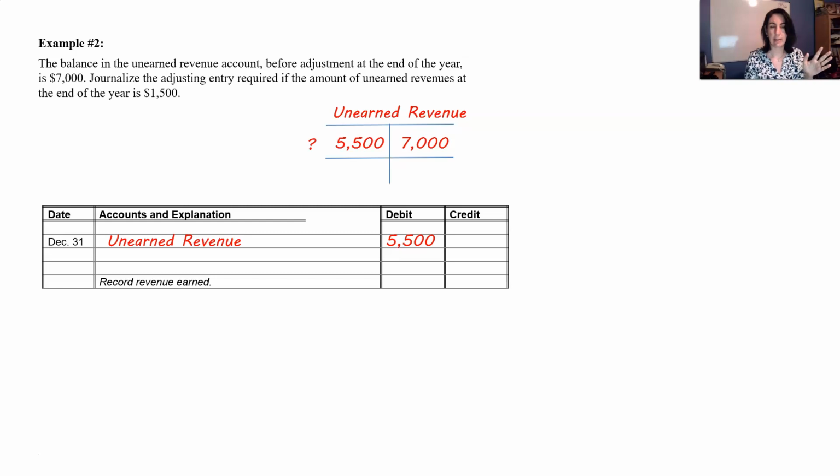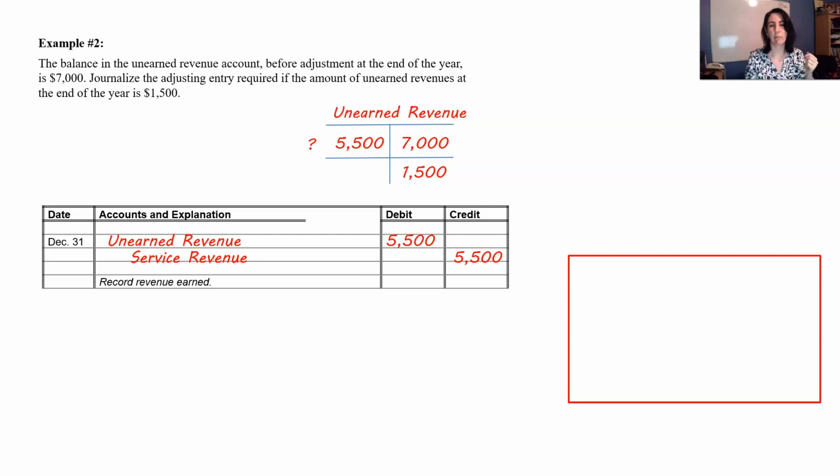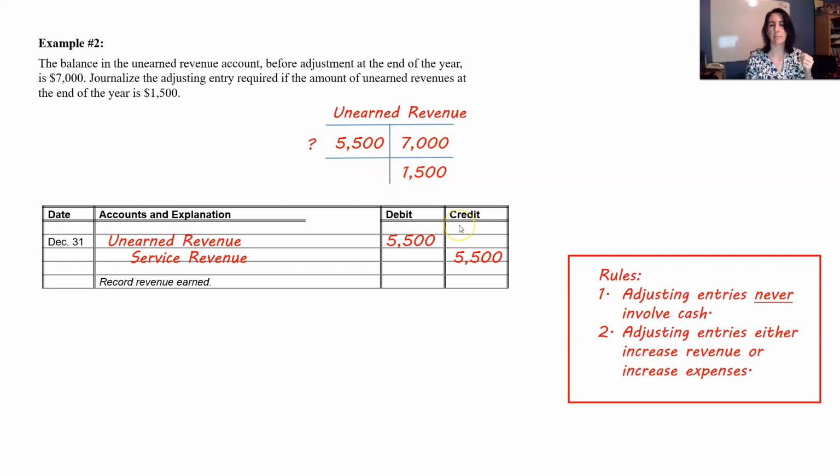So how do we get there? We debit unearned revenue for $5,500. We credit revenue for $5,500. Okay, so in this case, they just told us what the beginning balance is and what it should be. So we had to figure out how to get from the $7,000 to $1,500, and that was with a $5,500 debit. That's why I like the T accounts. I think they're really useful to see this.